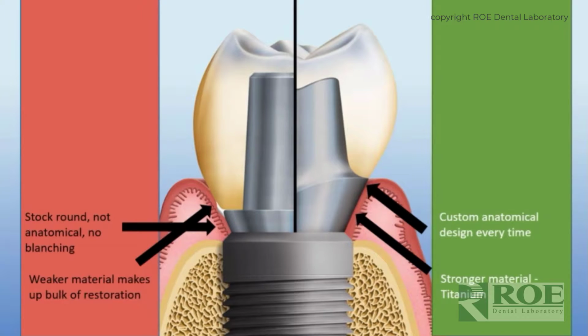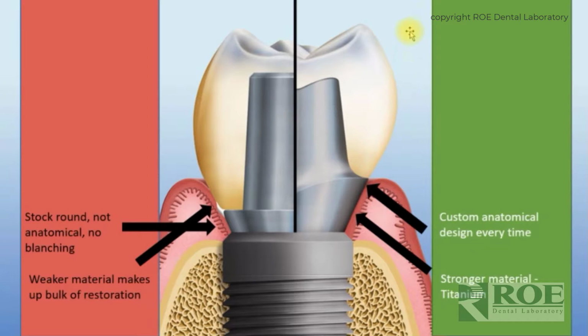Another reason is stock abutments are not anatomical. And you can see down subgingival, that blanching is sometimes wished, sometimes desired, but it's not possible generally with a stock abutment. In fact, often the flange on a stock abutment is deficient and the tissue has to grow to it, as opposed to a custom abutment on the right hand side.